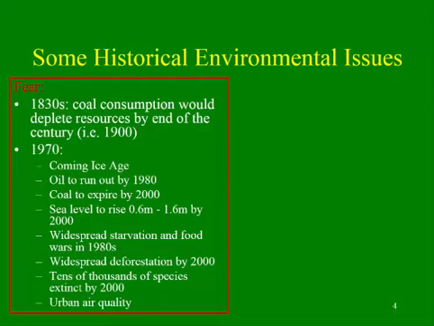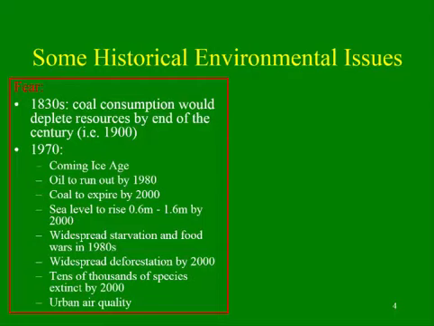Around that time, there was the first great oil concern, and estimates of oil reserves in the early 70s suggested that, at least by the estimates of the time, oil was going to run out, in other words, totally be lost to the planet, by about the year 1980. Likewise, coal reserves were expected to expire by the year 2000.